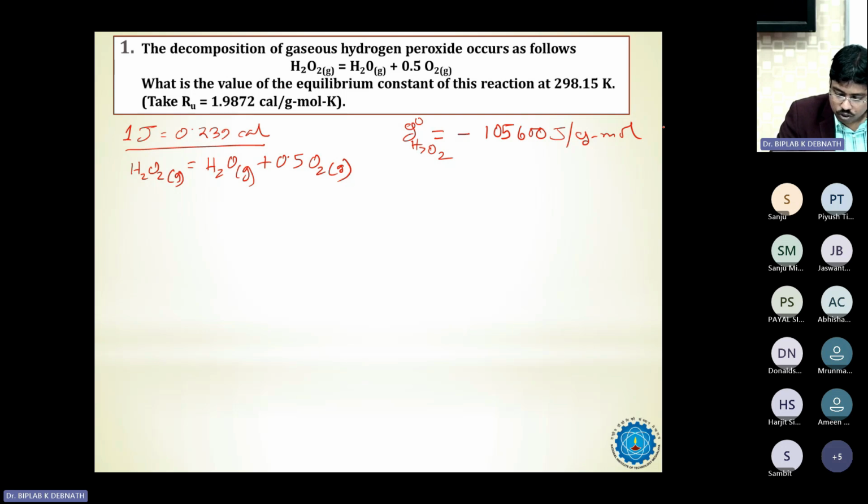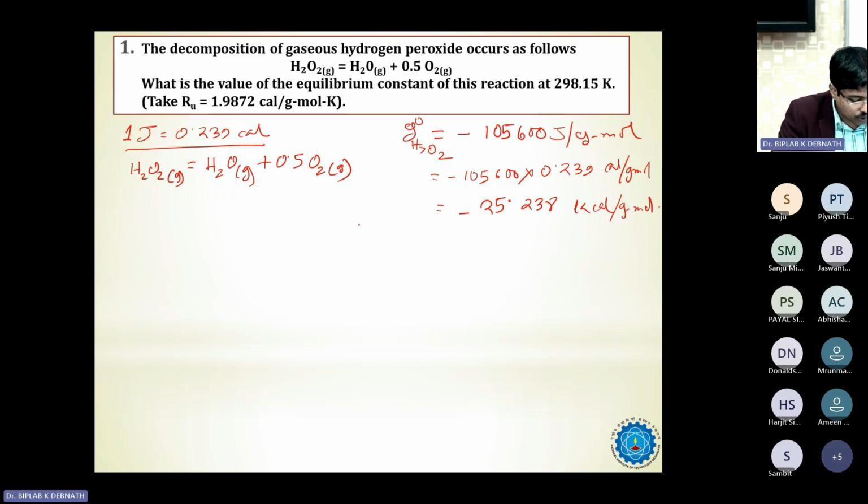So if it is joule per gram mole, then it should be minus 105,600 into joule to calorie conversion, right? So 1 joule is this much calorie, so into 0.239 calorie per gram mole. Okay, so this value comes around minus 25.238 kilocalorie per gram mole.